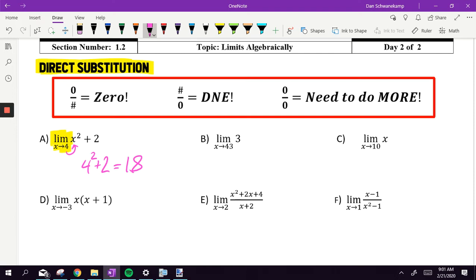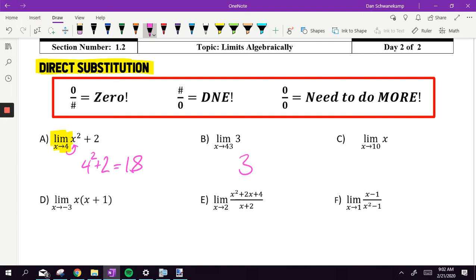Show me with your arm, what does 3 look like? 3 looks like this. It's a horizontal line. It's just y equals 3. It doesn't say y equals, but it implies y equals, because we are talking about functions here. So if I go to 43, what's your y value going to be? Still 3. There's none to plug in. If it's a constant, it's going to be that value.